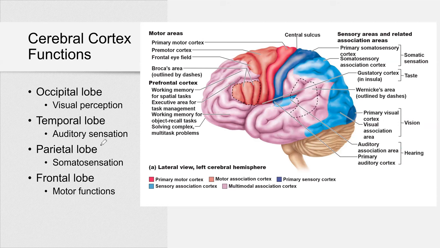In the parietal lobe, you have somatic sensation. So here's your central sulcus over here, right? And this dark blue part is called the postcentral gyrus. And this is somatosensory information. This is the area that receives somatosensory information.